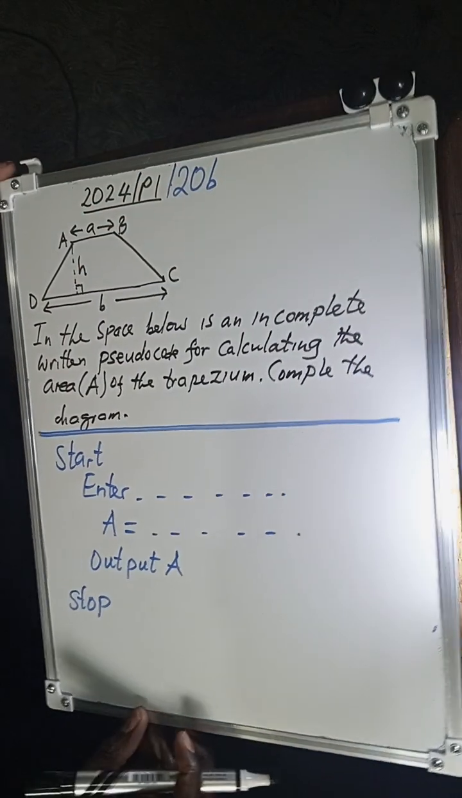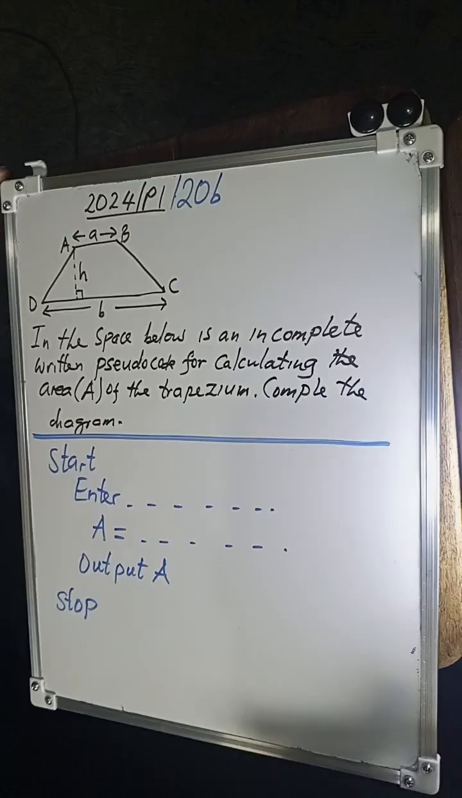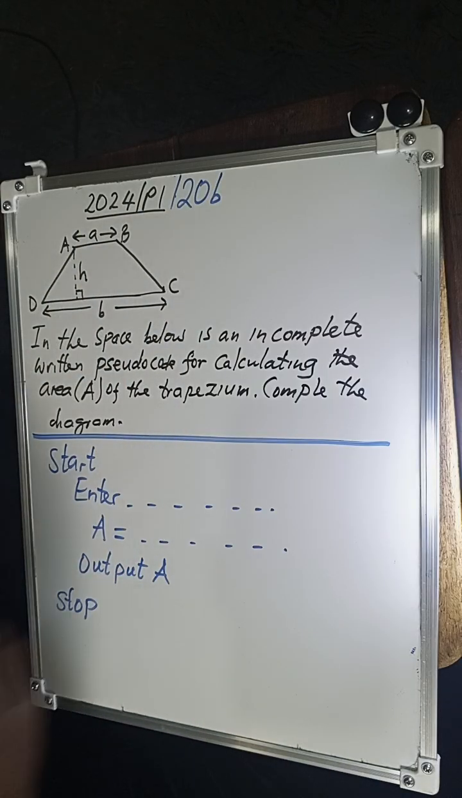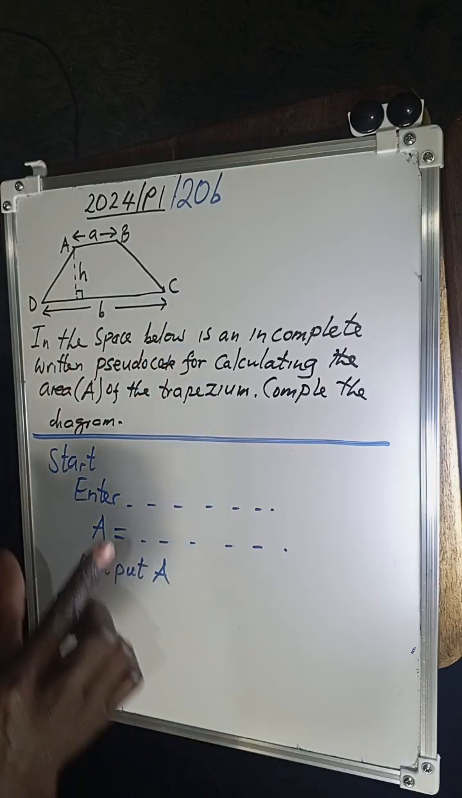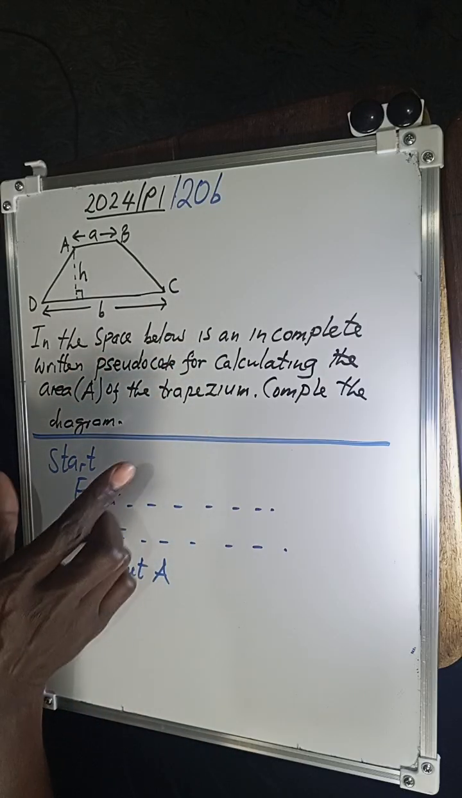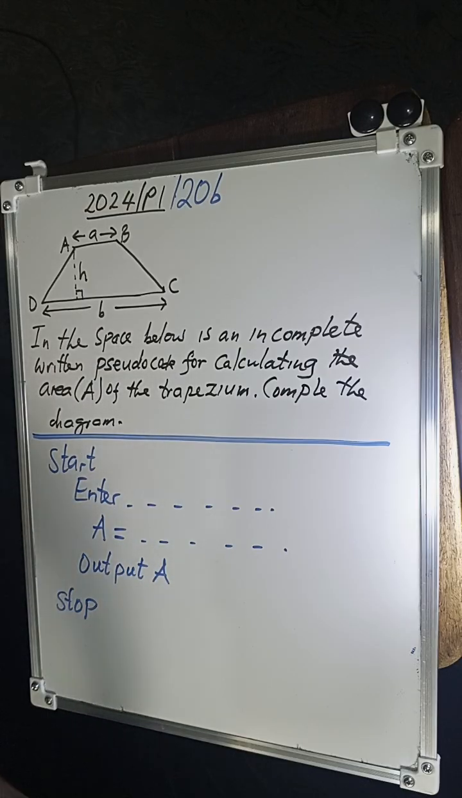But let's look at another question that came in paper one. Sorry, I've eliminated what appears to be redundant. You can check it out in the 2024 paper 1 question number 20B. They gave us a parallelogram, and remember in your paper 1, if it is a pseudocode, they are going to start it for you. What you just need is to complete it.